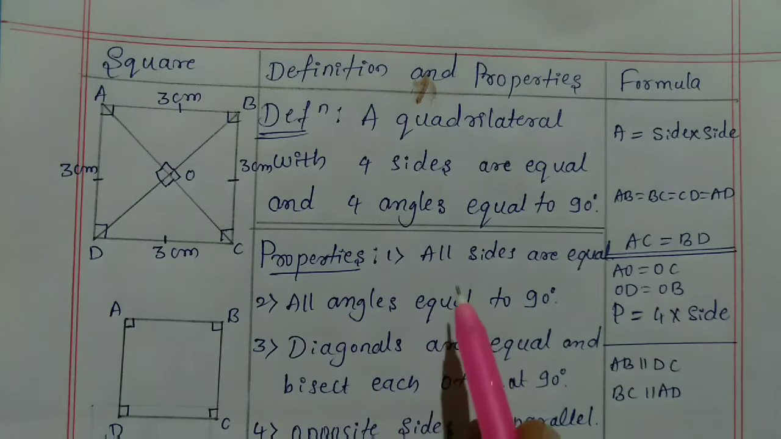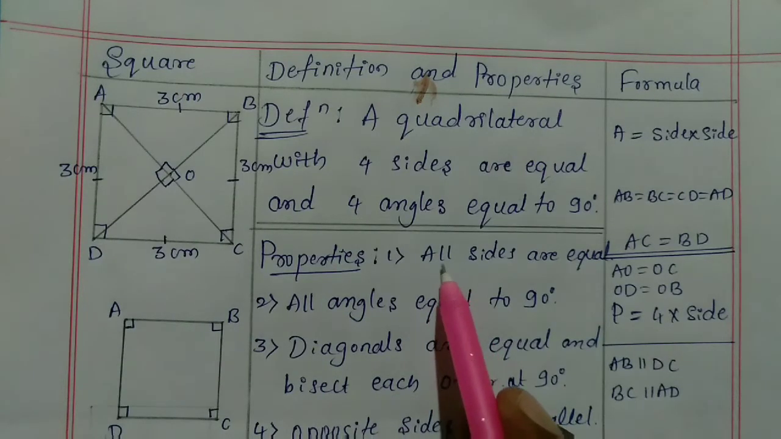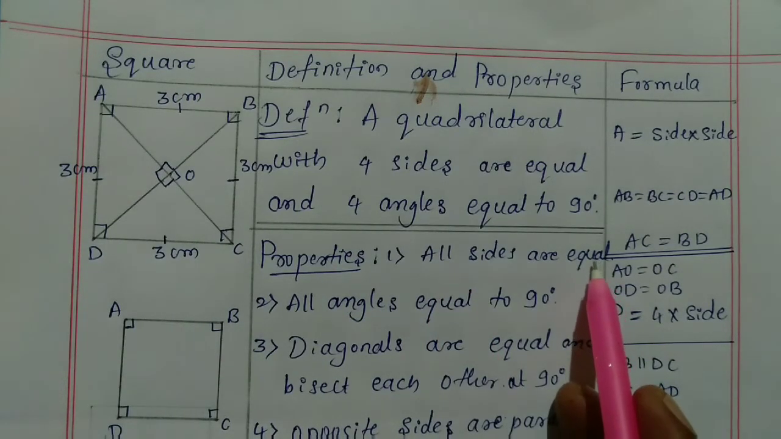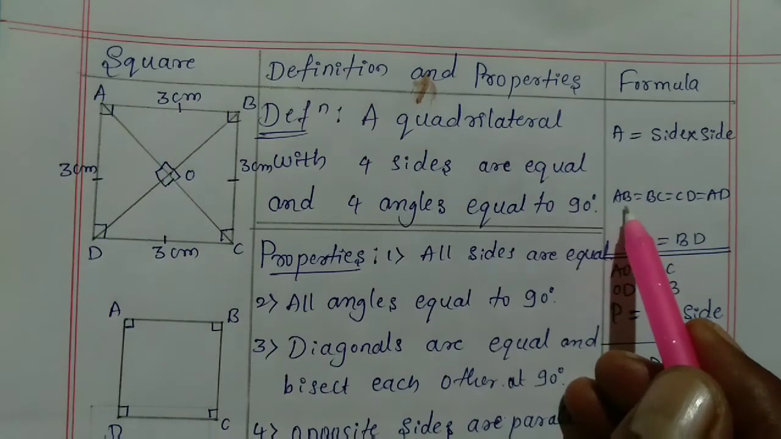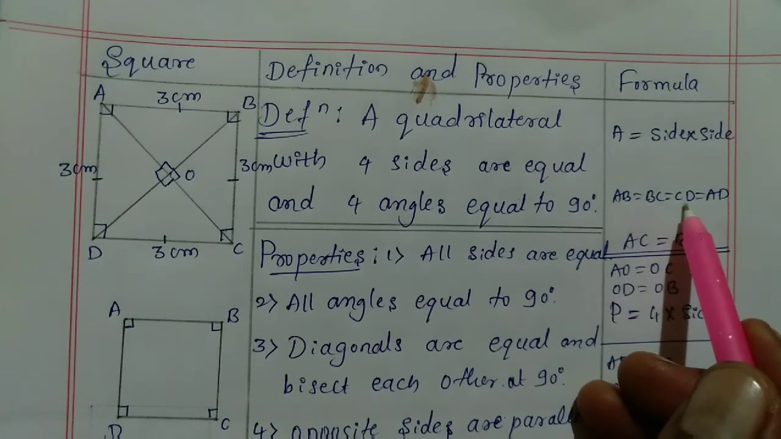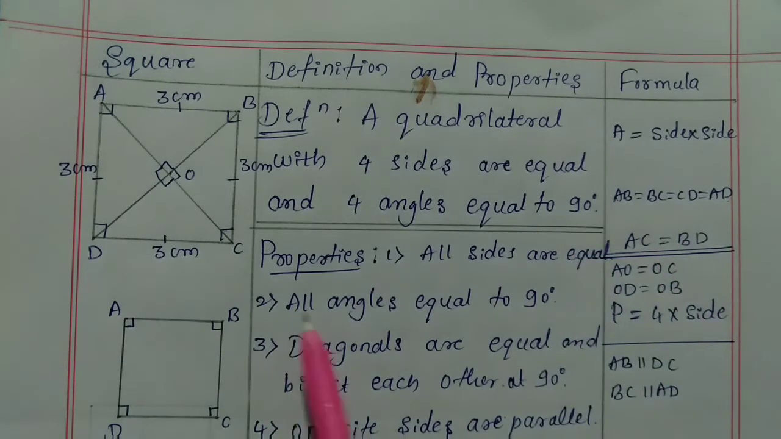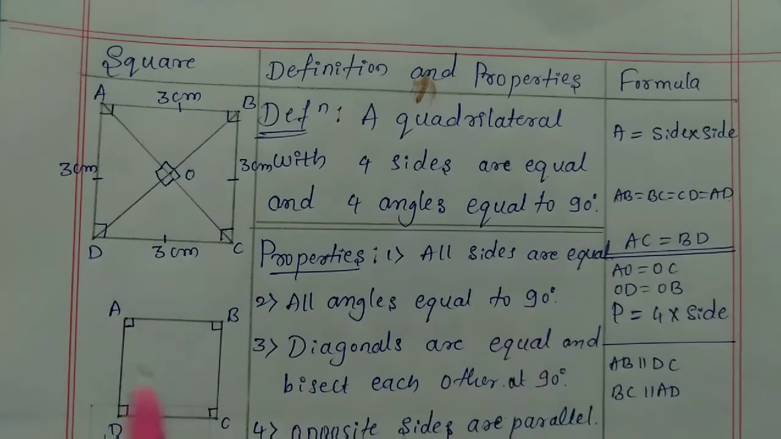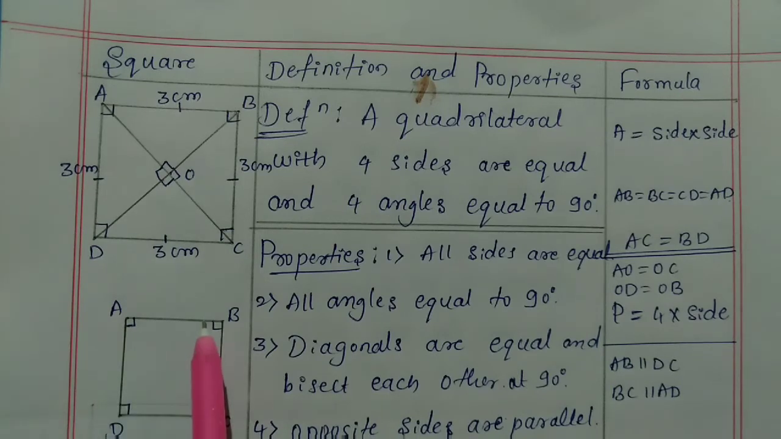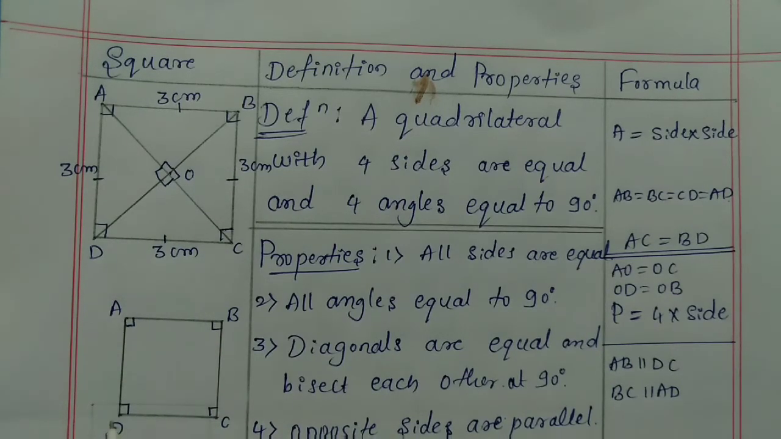Next I will go to properties. So first one is all sides are equal. Here all sides are equal, meaning AB equal to BC, which equals CD, which equals AD. So four sides are equal. Second one, all angles are equal to 90 degrees. Exactly right. Angle A equal to 90, B equal to 90, angle C equal to 90, D equal to 90.